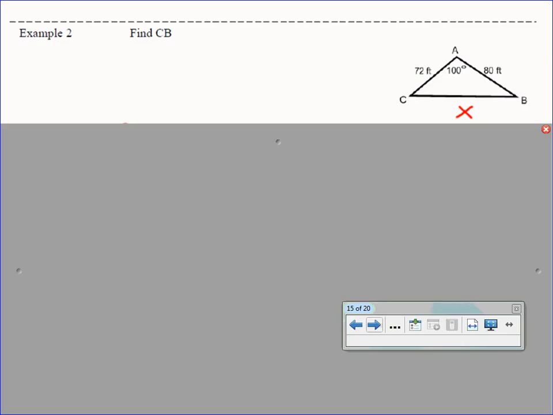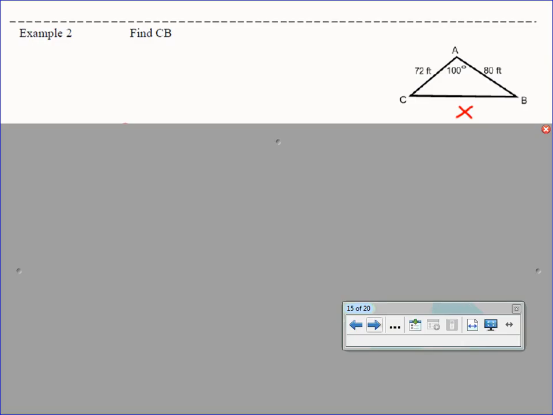Do I have a right angle? No, this is an obtuse triangle, so I can't have a right angle in it. In fact, angle A measures 100 degrees. Do I have an opposite side angle pairing? If so, I could utilize law of sines. Take a look at my picture. Do I have an opposite side angle pairing, Will? No, I don't. And so what do I have to use? My final tool, law of cosines.